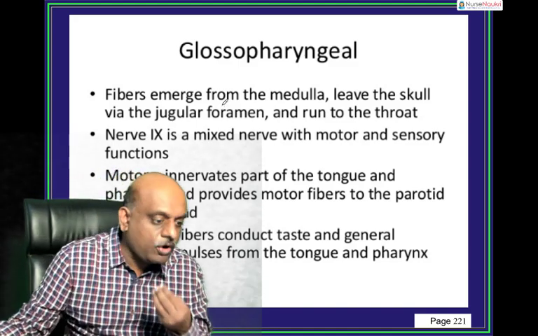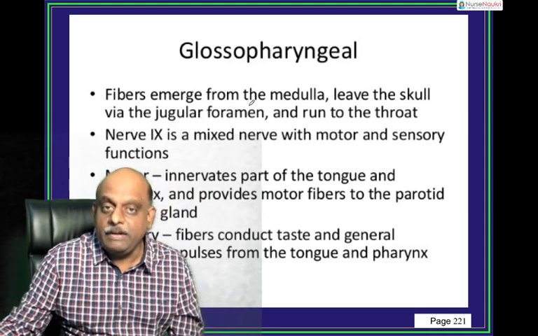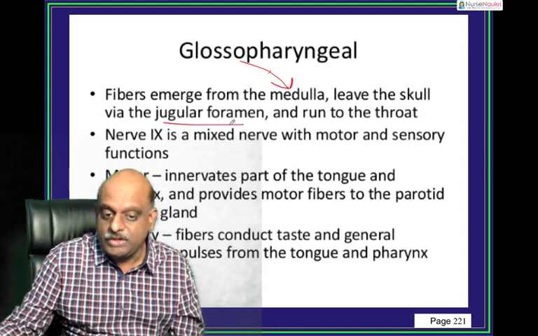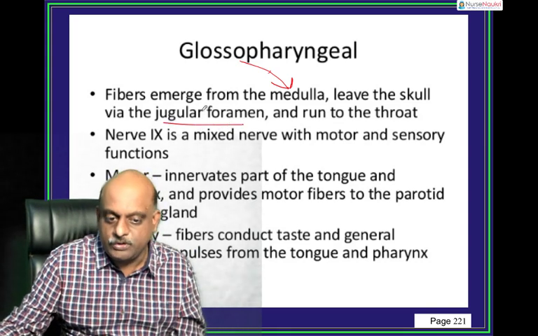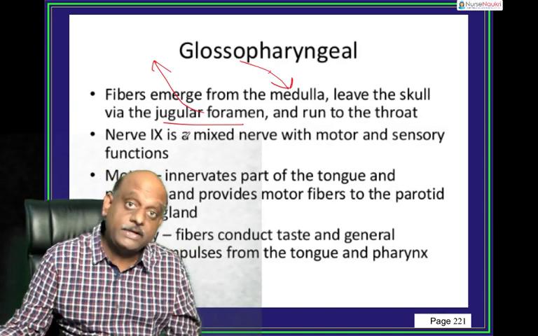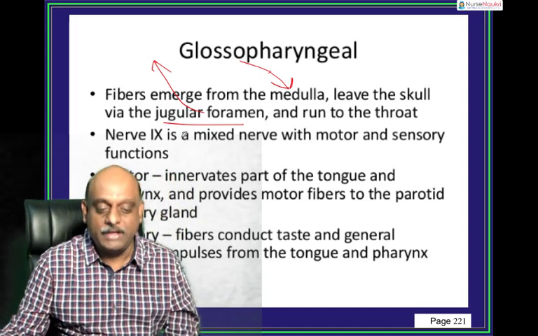So a few comments about the glossopharyngeal, let us try to consolidate. The fibers of the glossopharyngeal come out of the medulla. Through the jugular foramen it comes out. Through which foramen? Jugular foramen. Glossopharyngeal is a mixed nerve. Motor and also sensory is what you need to remember.